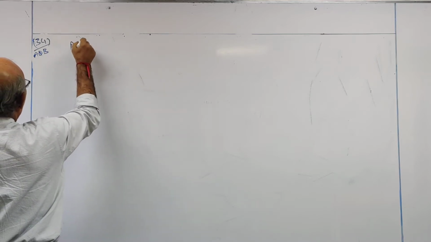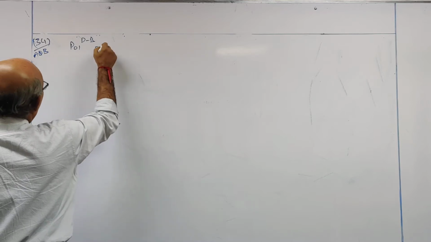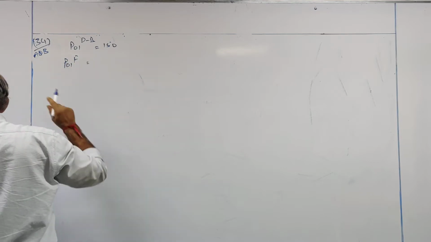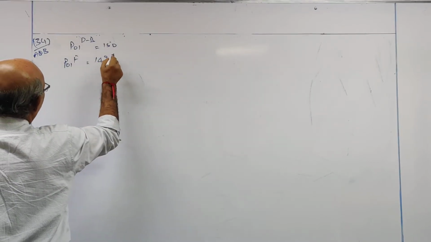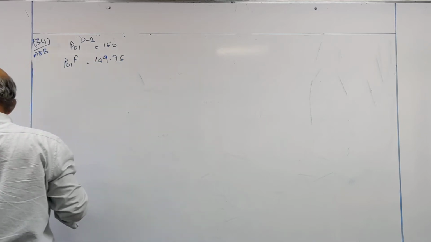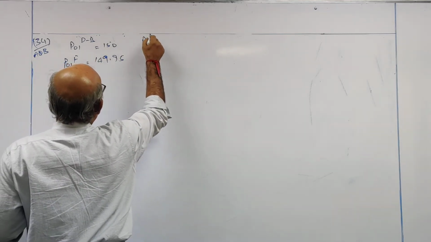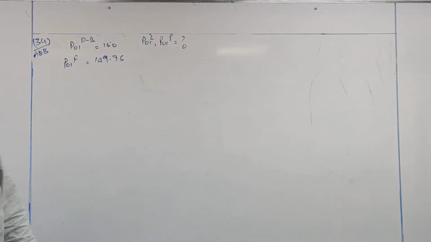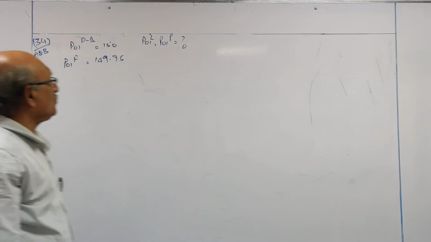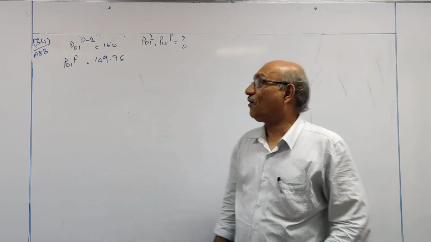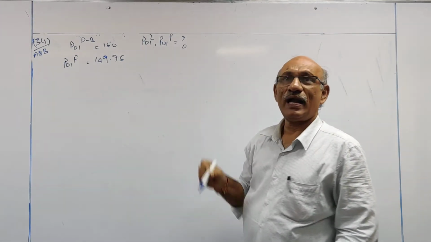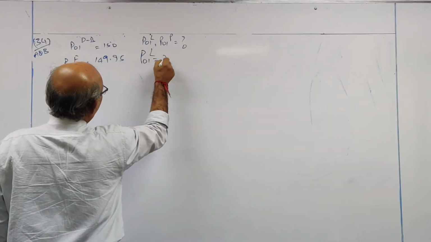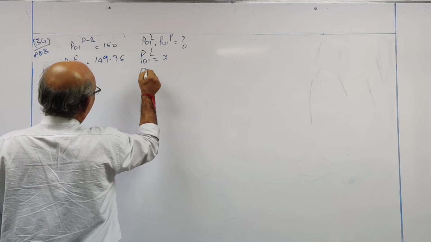Price index number of Drobisch-Bowley is equal to 150. Price index number of Fisher is equal to 149.95. Then the price index number of last year and price index number of past year is equal to question mark. You have to find out the values of last year's index number and past year's index number. Let us take the price index number of last year as X, and the price index number of past year as Y.